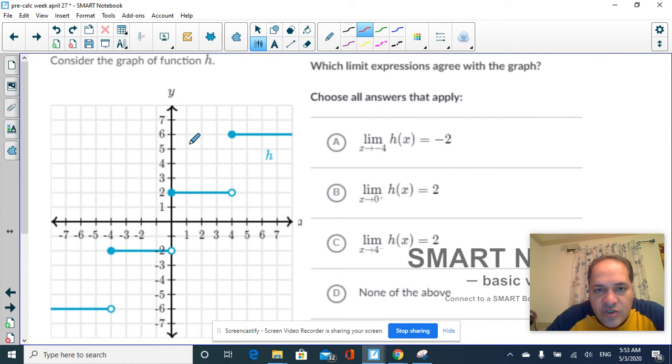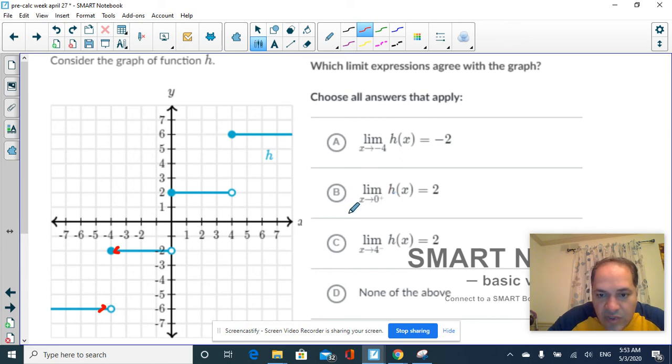Consider the graph of the function h of x. Which limit expression agrees with the graph? So we have the limit of x tending to negative 4. It means you have to check from left and right, and both must be equal to what? Negative 2. Let's try. X tends to negative 4 from the left is going to, yes, negative 2. And x tends to negative 4 from the right, it's going to negative 6. So it's negative 2 and negative 6. So the limit doesn't exist. This is not correct.